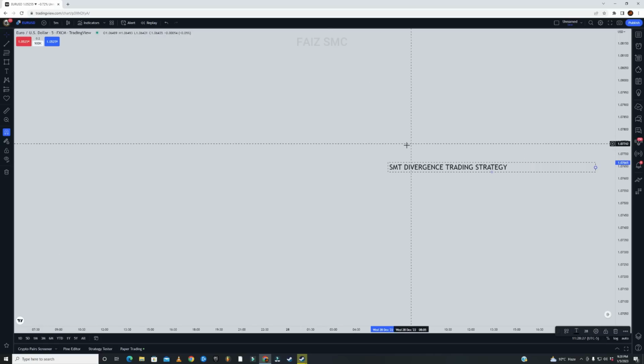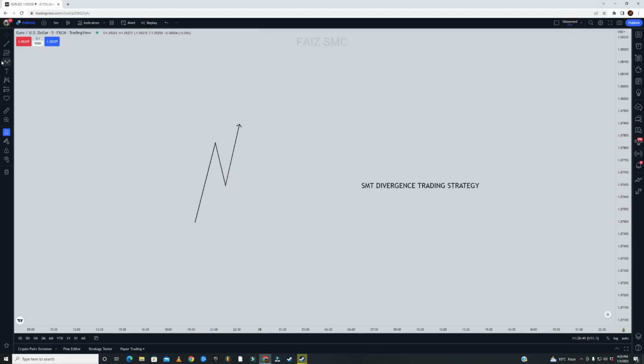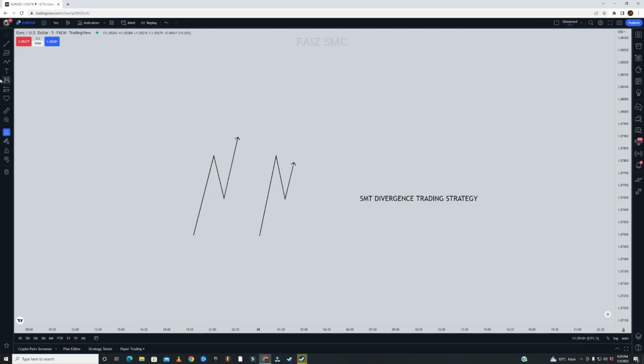So what is SMT Divergence? You look at 2 or 3 correlating pairs, for example, Euro USD, GBP USD, Euro USD and dollar index, or NAS 100 and S&P 500. So let's take Euro USD and GBP USD as an example. Let's say that Euro USD made a higher high, higher low, and higher high, while the GBP USD made a higher high, higher low, and it failed to make another higher high. So now what does this show us?